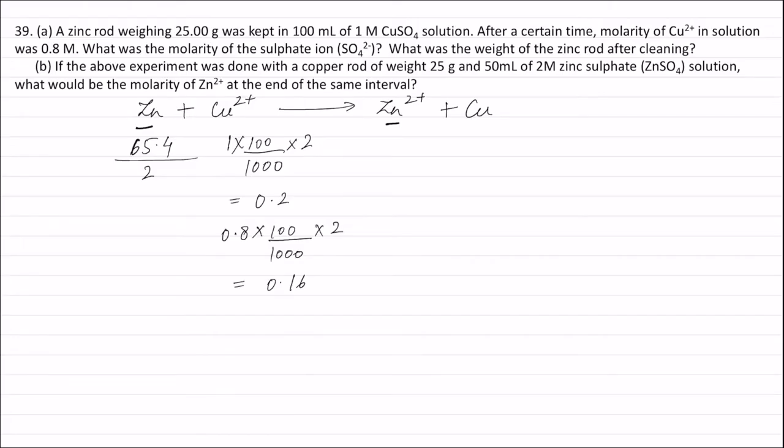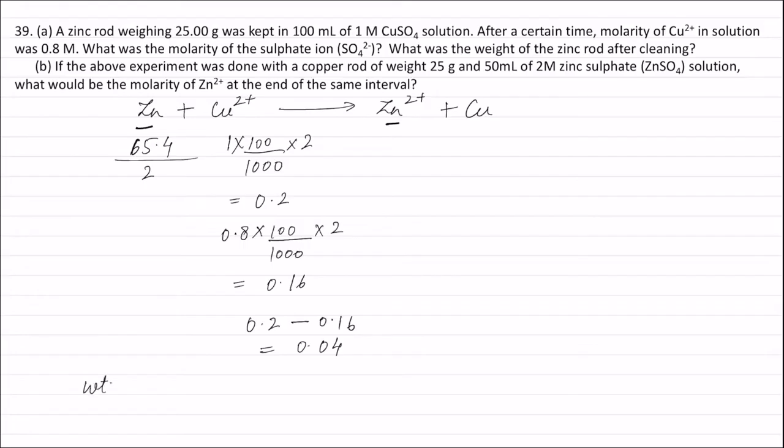Now equivalents of copper that changed from Cu2+ ions to copper will be equal to equivalents of copper ions present initially in the solution, that is 0.2 equivalents, minus equivalents of copper ions present after the reaction, that is 0.16 equivalents, and this is equal to 0.04 equivalents. Therefore, equivalents of zinc that changed into Zn2+ ions is 0.04 equivalents.